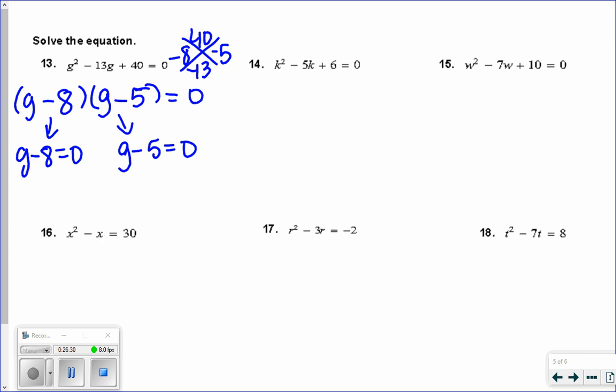So now this should start to feel really, really familiar and comfortable. Now we just take each factor, set it equal to 0, solve these little mini equations, and get an actual solution. Before we were just practicing how to factor it, but now we're getting an actual solution.